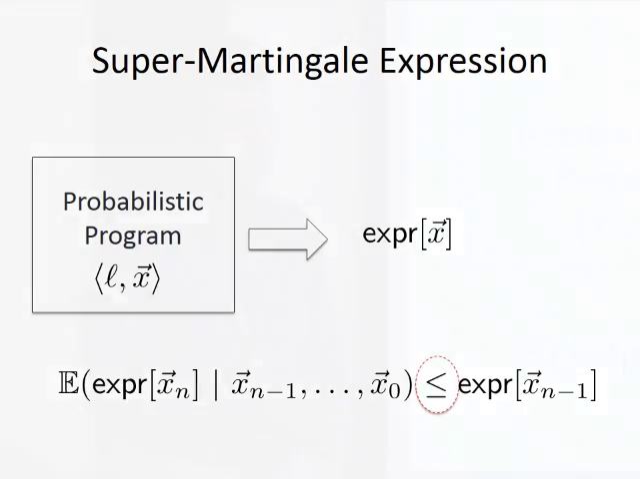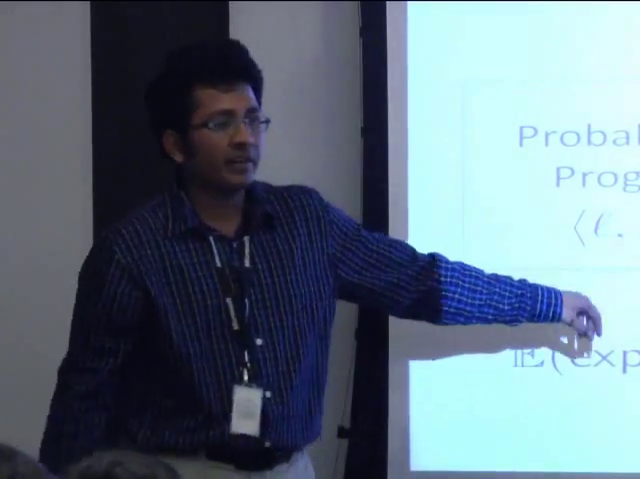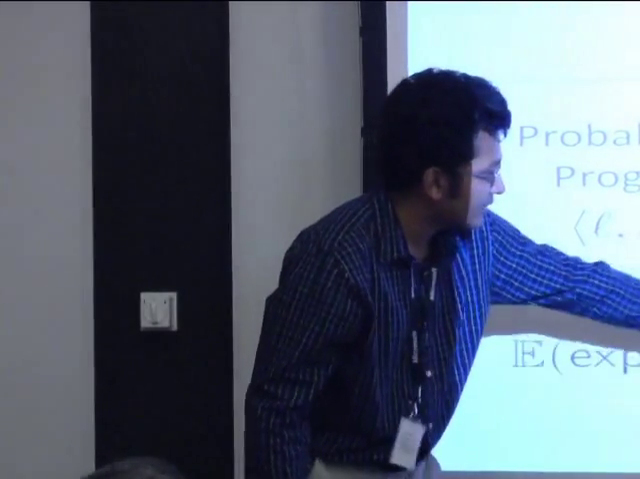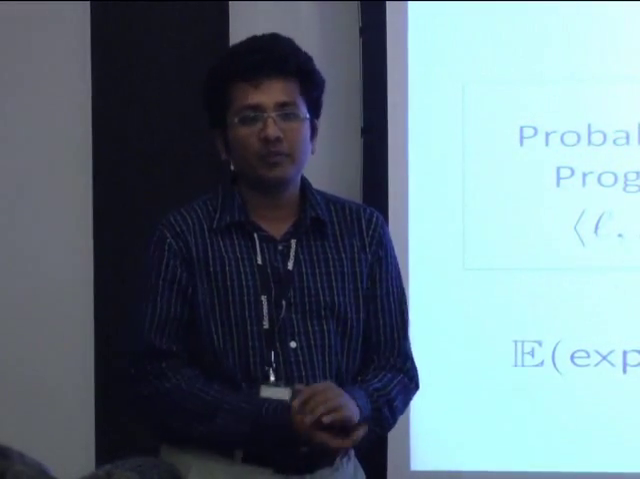Okay? There's one thing I want to quickly mention. There's a for all quantifier here, which I haven't placed. It's a for all quantification on xn, xn minus 1, x0. Just like you will have in a Hoare triple, for example.